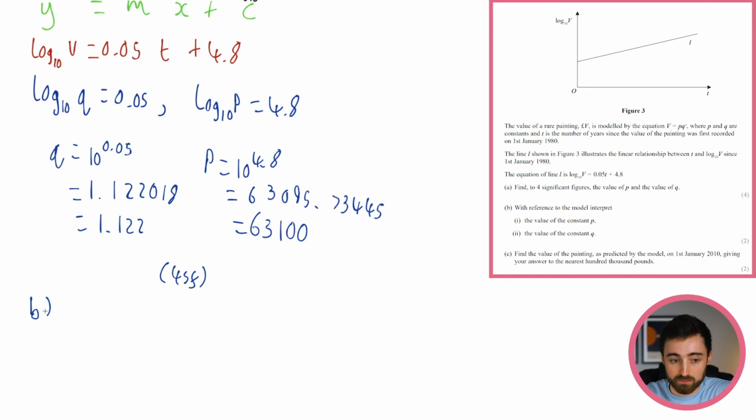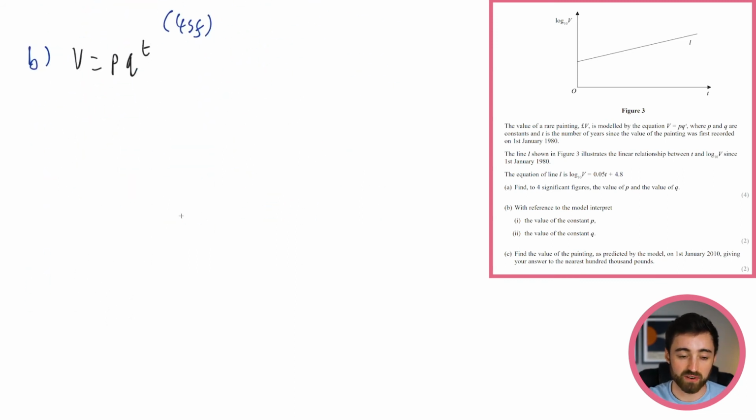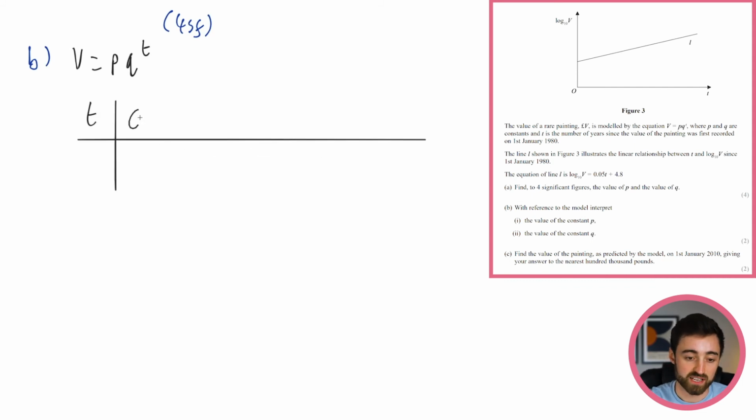Okay, let's have a look at the model again. The model is v equals p q to the t. So if you were to imagine the value for different years, t is 0, t is 1, t is 2, the value of v. If t is 0, v is going to be p times q to the 0. Well, q to the 0 is 1, so it's just going to be p.